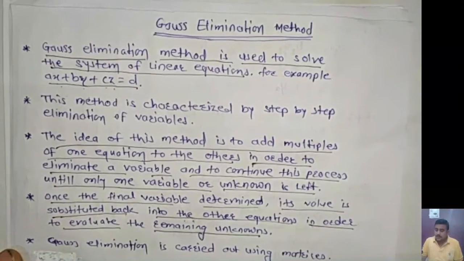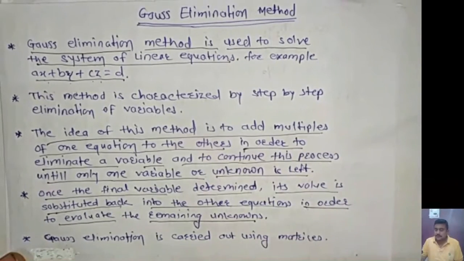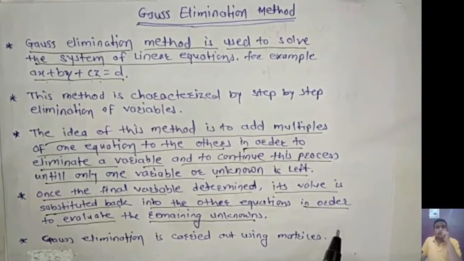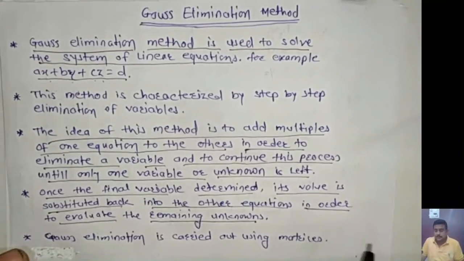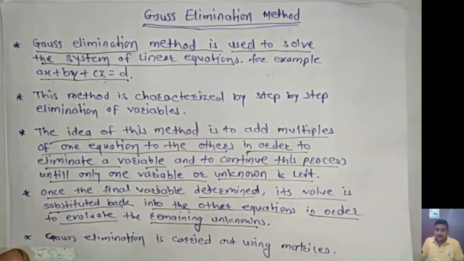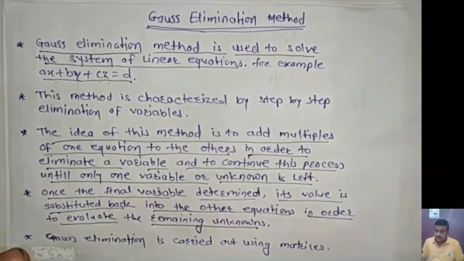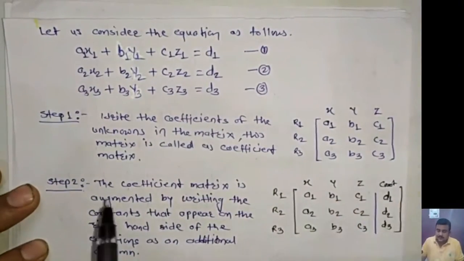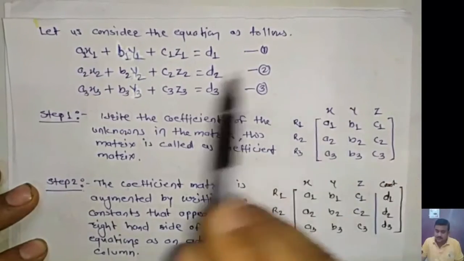So the Gauss elimination method is carried out using matrices. The concept of matrices is just so that the calculation can be done easily. So we are going through these steps for calculating the values of unknowns with the help of the Gauss elimination method. Let us consider the system of equations as follows.